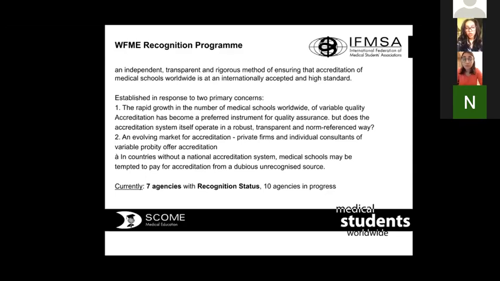So the process was going on both ways. For the SMC, the whole process was monitored and assessed by a team from WFME. According to their requirements, they gave the recognition to SMC, and the university also got accredited. In the next slide, we'll learn more about the procedures of accreditation and the main domains or standards for accreditation. So, next slide.